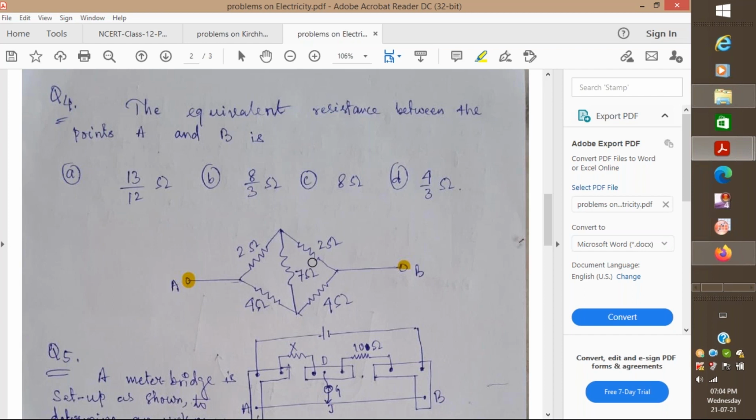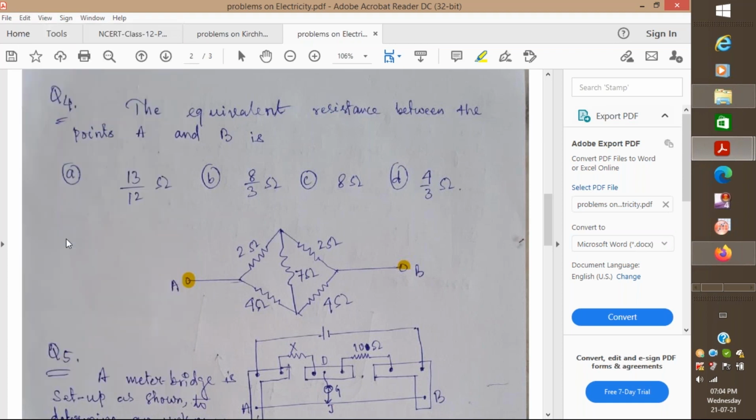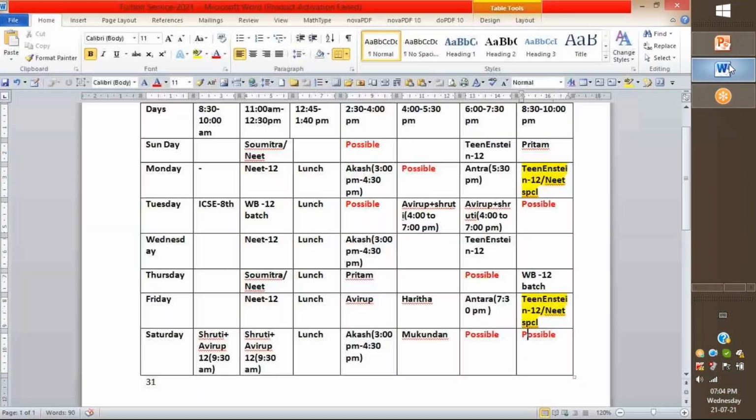Look, whenever there is a Wheatstone bridge given, what will be your first job? Your first job will be to see whether the bridge is at the balance condition or not. How to check the balance condition? You know, right? What is the null condition or balance condition for a Wheatstone bridge?